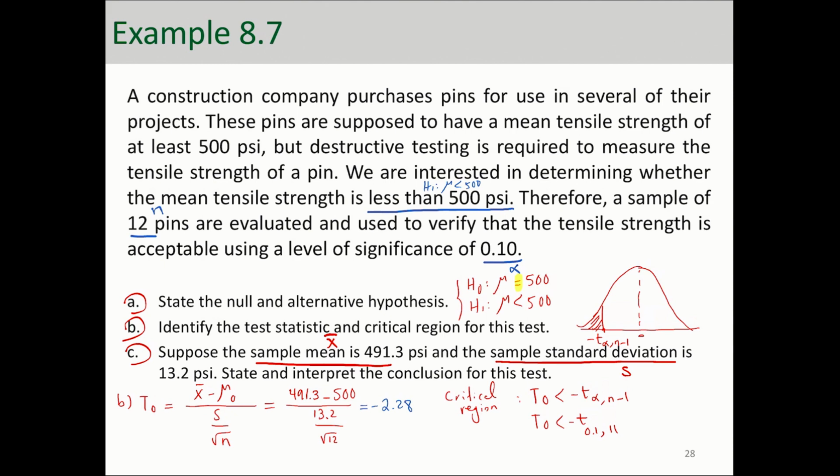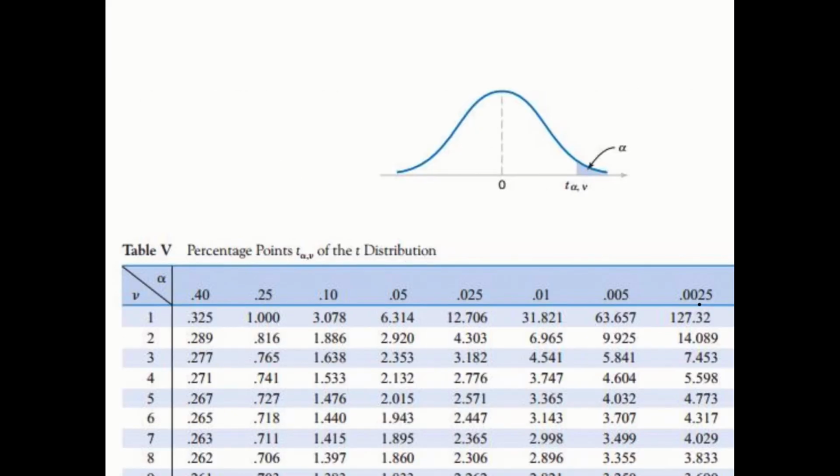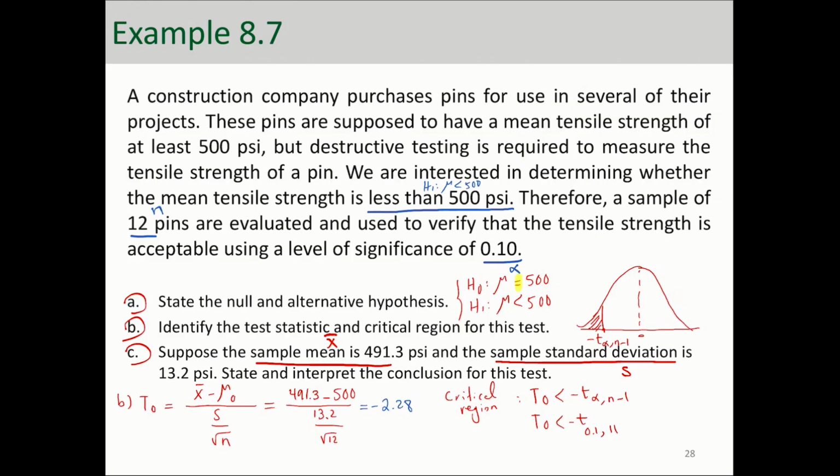So I'm going to go to the t-table. So here I am in the t-table, and we're looking for t of 0.1 and 11. So here is 0.1, and here is 11, degree of freedom. So this is the t-value we're looking for. So I'm going to go back. So here the t critical value is negative 1.363.